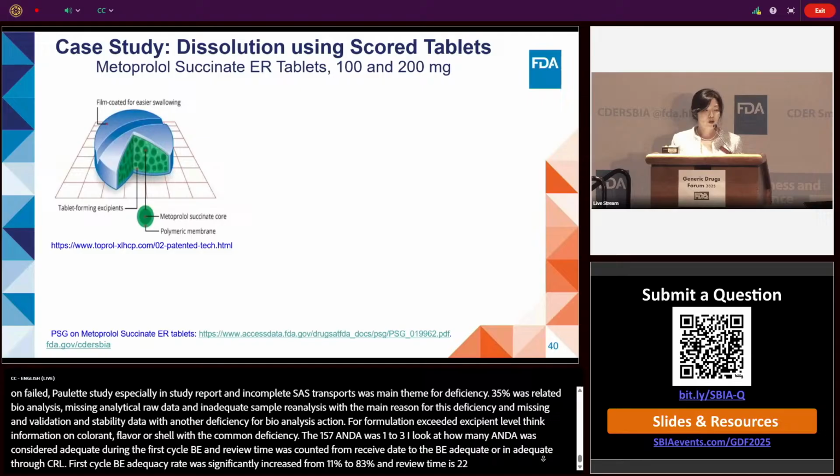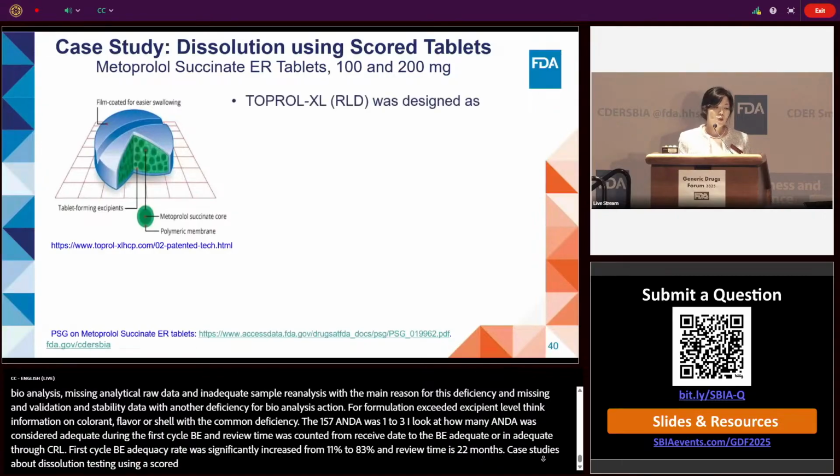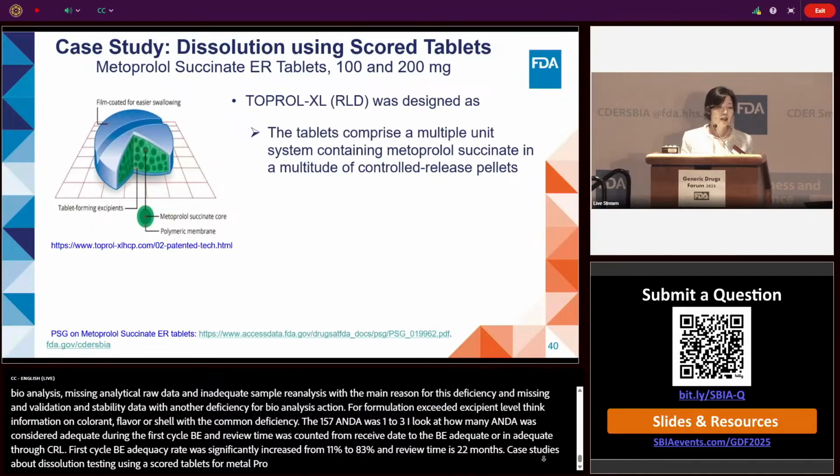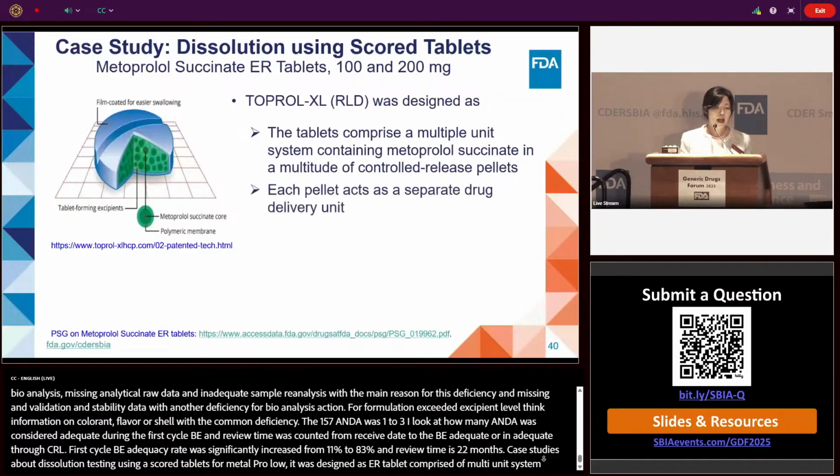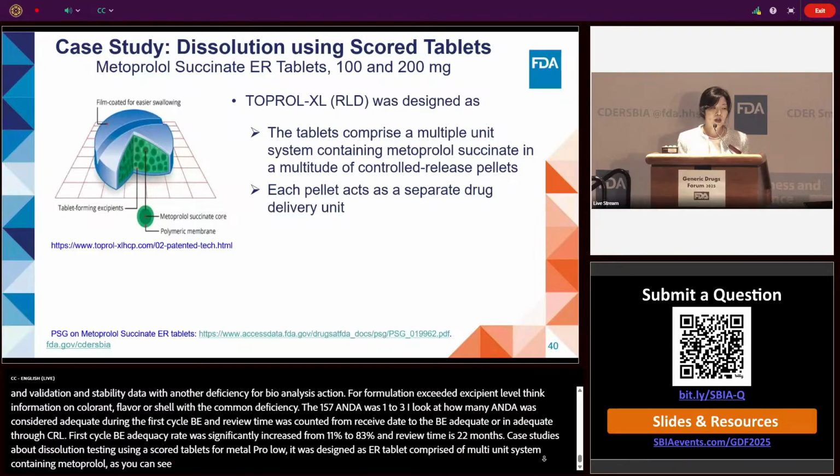Case study about dissolution testing using score tablet for metoprolol succinate ER tablet. RLD was designed as ER tablet comprised of a multi-unit system containing metoprolol succinate in a multitude of controlled release pellets, and each pellet acts as a separate drug delivery unit. So as you can see in the picture, the RLD contains multiple pellets, and each pellet can control the drug release. And a film coating is just for easier swallowing, not for functional coating.